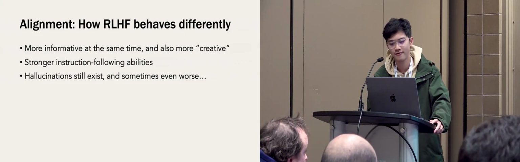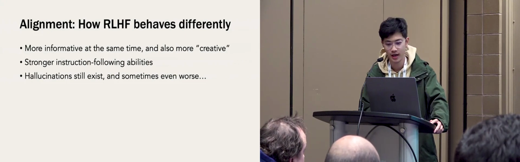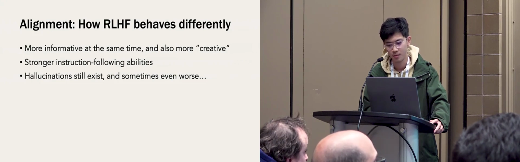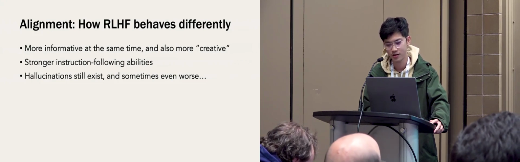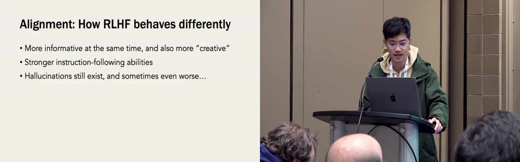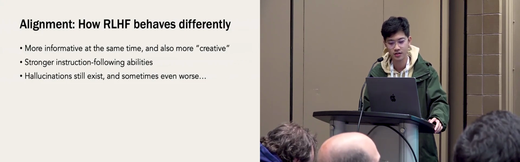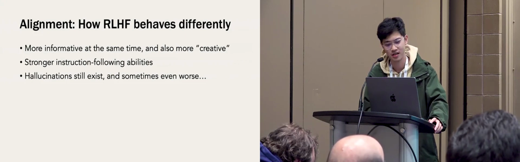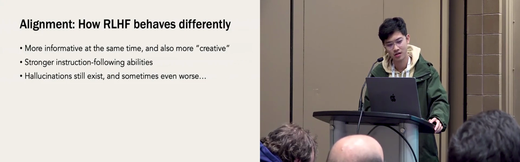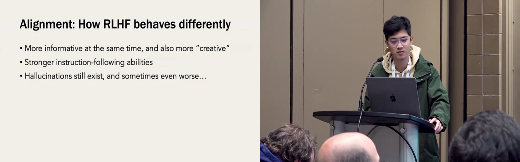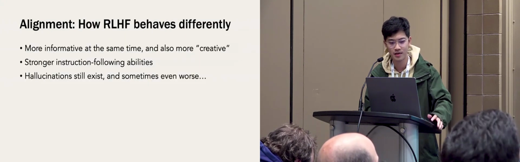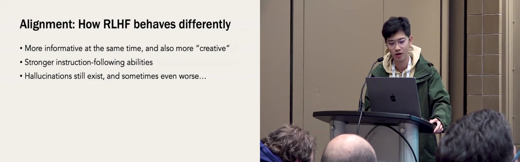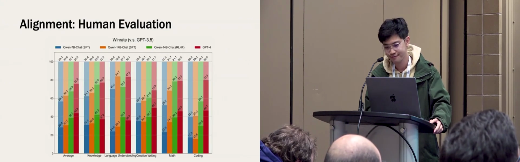We also pre-train and fine-tune our own reward models and apply PPO for further alignment with RLHF. But we noticed RLHF aligned models are significantly more informative and creative. It shows stronger instruction following abilities, but also worse hallucinations. So that's mainly the reason why we only open source the SFT model now. But we definitely plan to open source an RLHF PPO chat model in the near future.